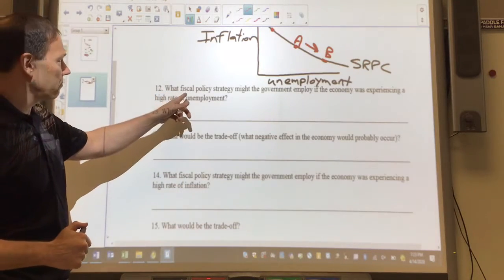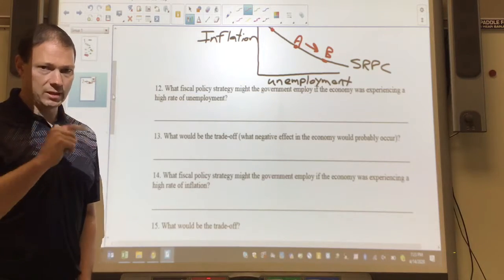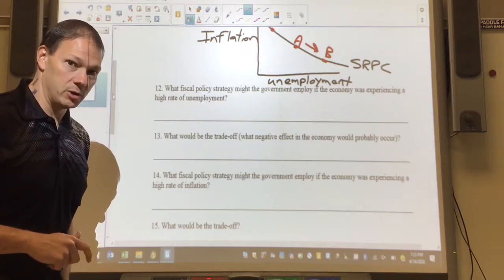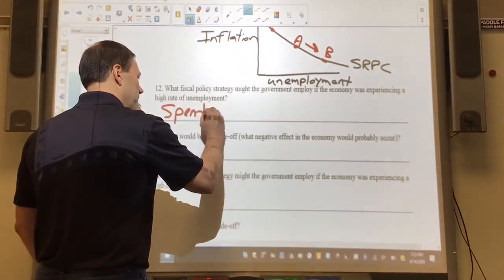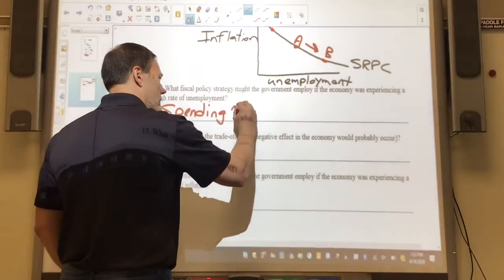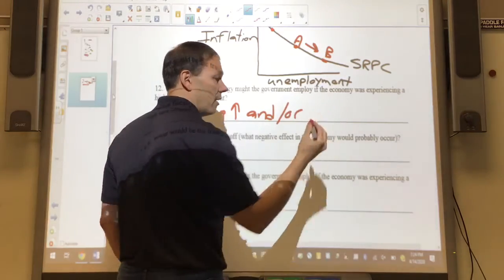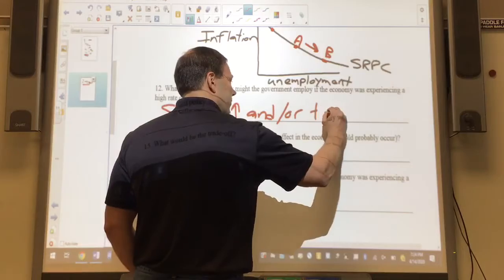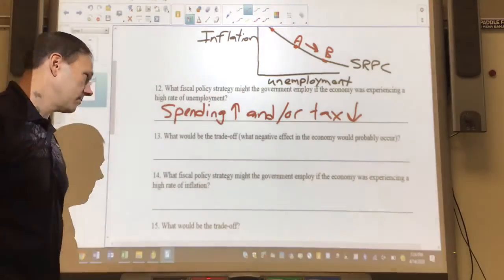So, if we're experiencing a high rate of unemployment, most likely because we're in a recession, what's the government going to do? What are they doing right now? They're spending more, and/or they're taxing less. That's what we learned last time with fiscal policy, right? In times of recession, the government should spend more and/or tax less.